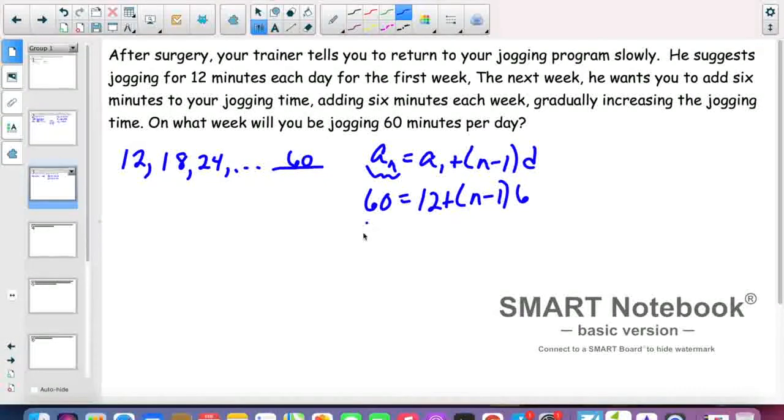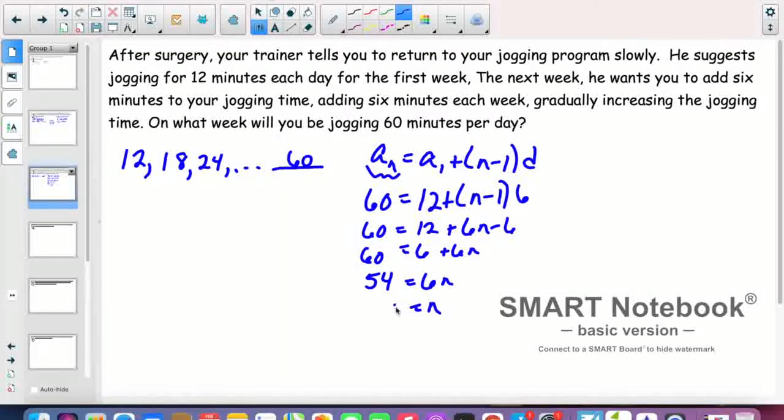So if I simplify this, I've got 60 equals 12 plus 6n minus 6. 12 minus 6 is 6. If I subtract 6 from 60, I get 54. And then if I divide by 6, I get n equals 9. So it will take 9 weeks to get to where we are jogging for 60 minutes per day.